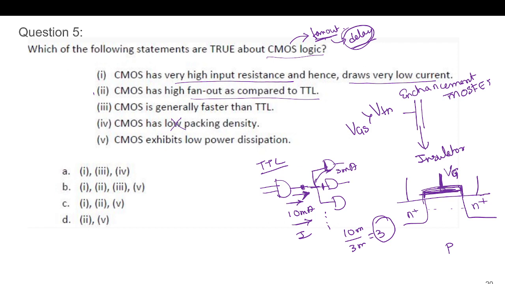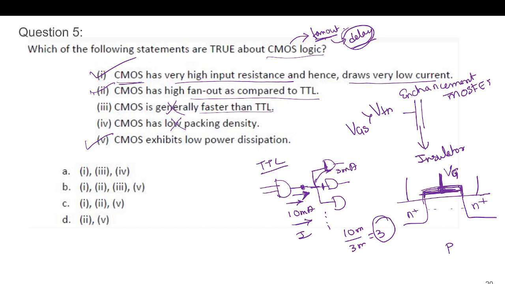And CMOS is generally faster than TTL. This also we can check. TTL are faster because here we have some capacitance, we have the charging of this capacitance. So CMOS has a very high input, this option is correct. It has more fan out compared to TTL, and CMOS exhibits lower power dissipation.